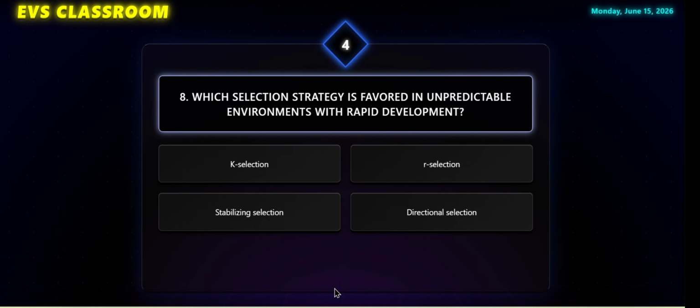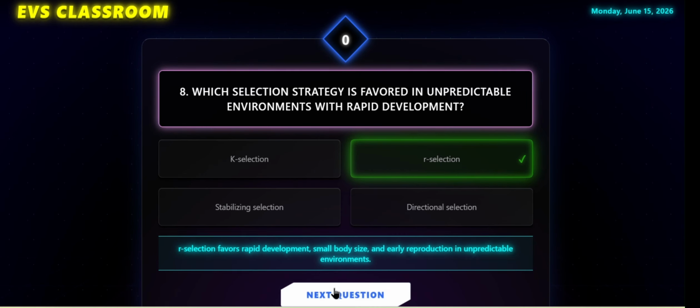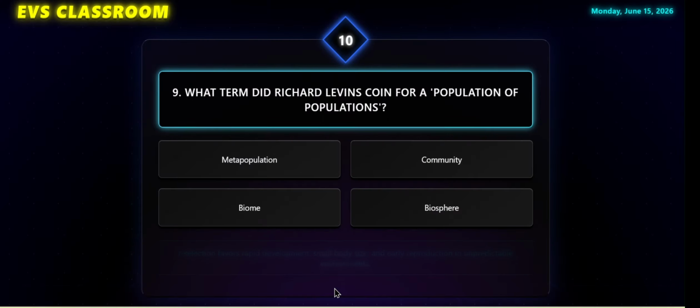Which selection strategy is favored in unpredictable environments with rapid development? r selection favors rapid development, small body size, and early reproduction in unpredictable environments.